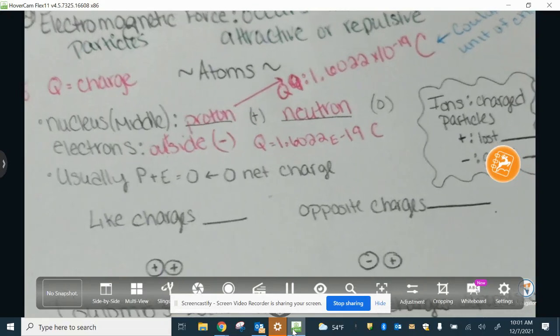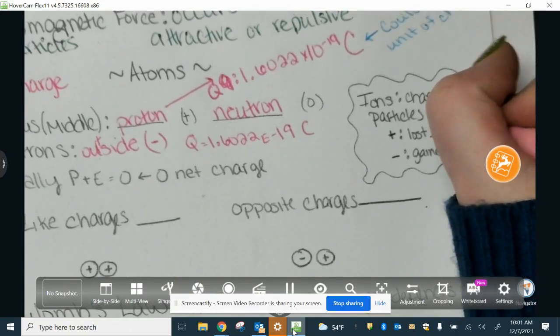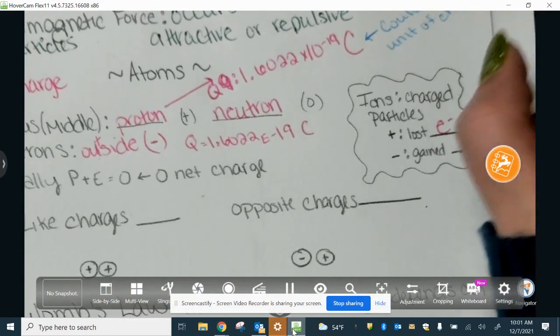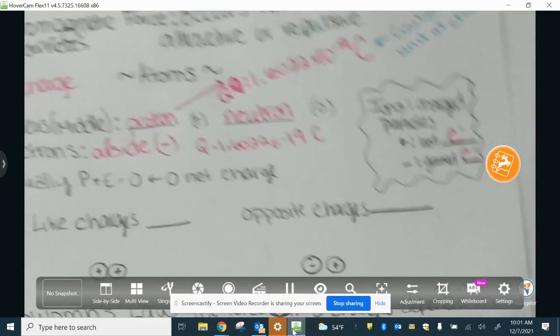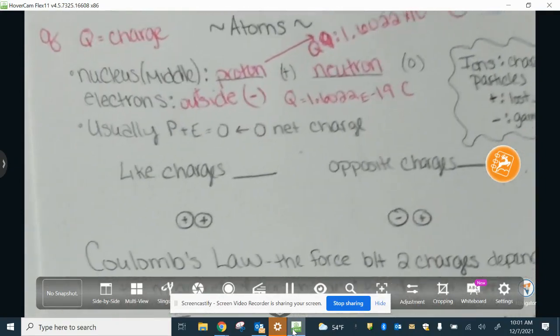All right, so an ion is a charged particle. When it has a positive charge, that means it lost electrons. If something has a negative charge, it means it gained electrons. We cannot mess with the protons inside. So your charge depends on your status of electrons, and that's it. This should all be reviewed.